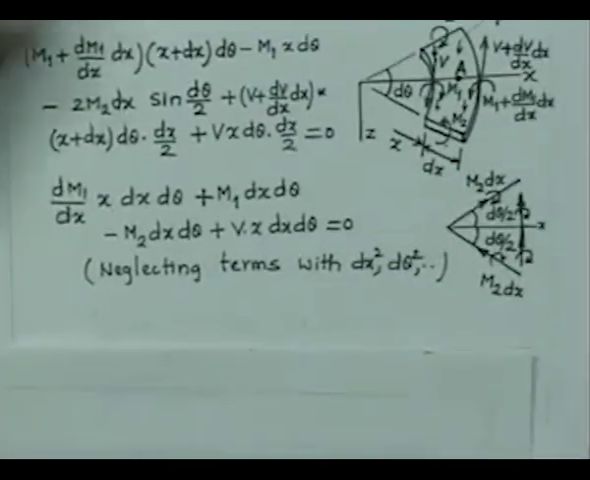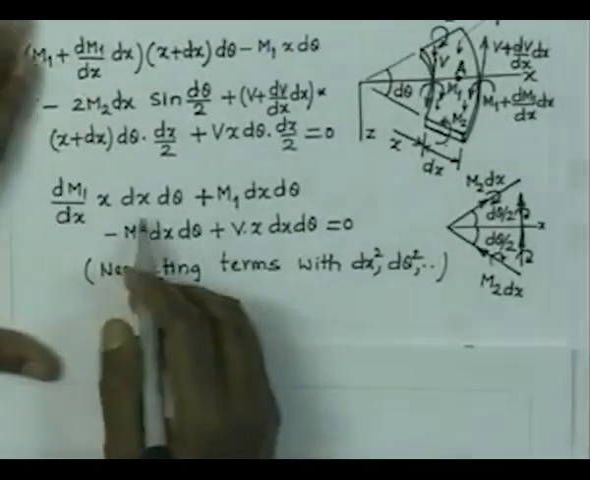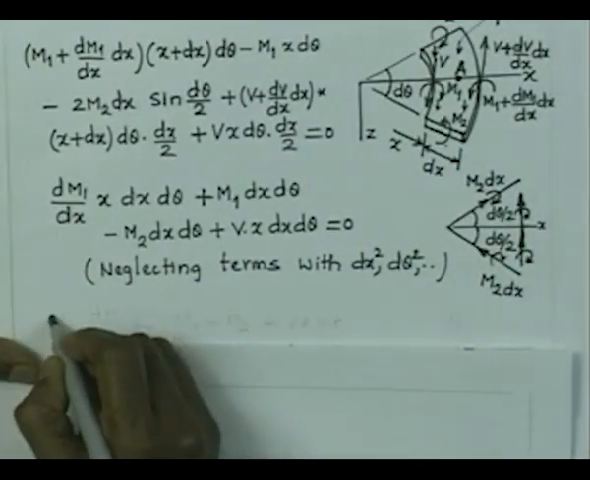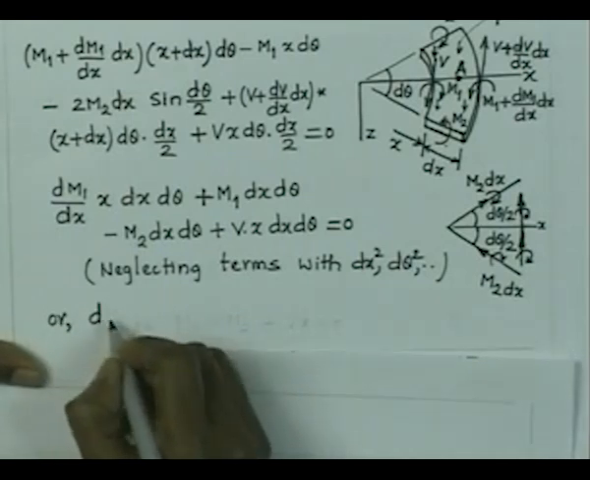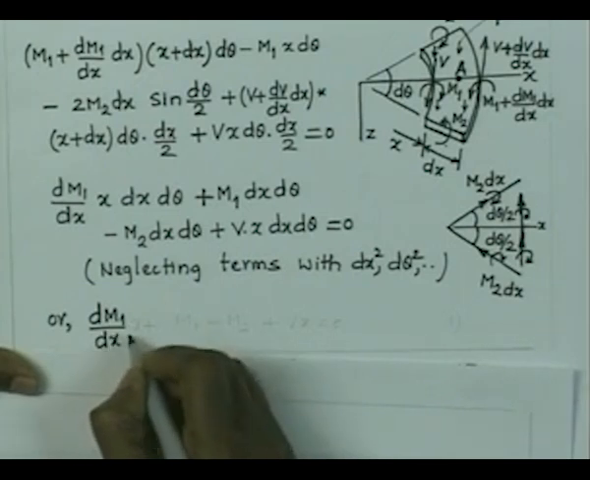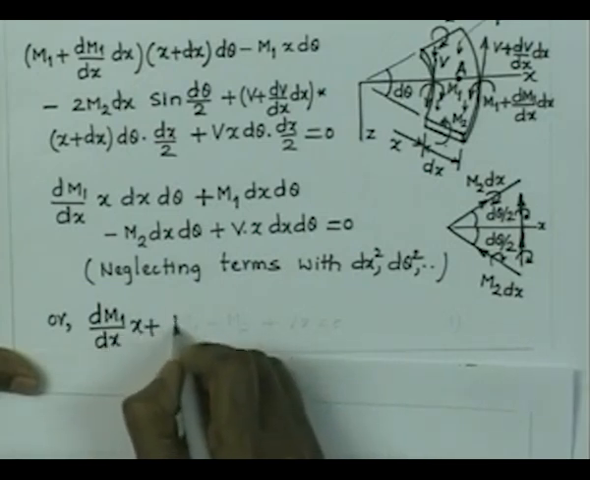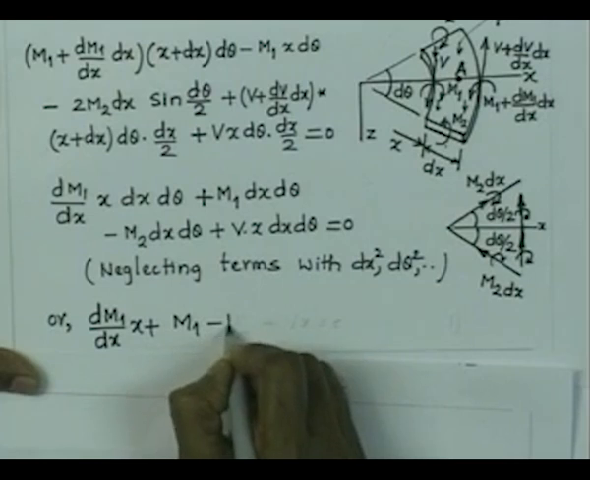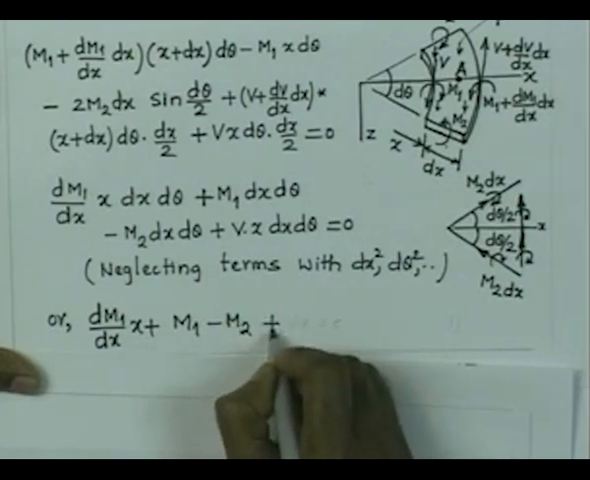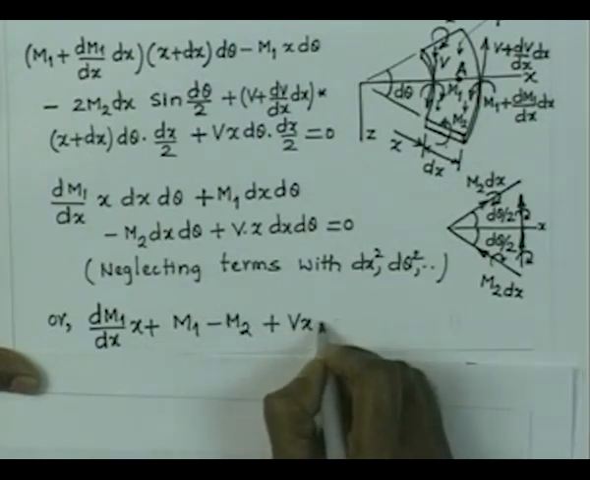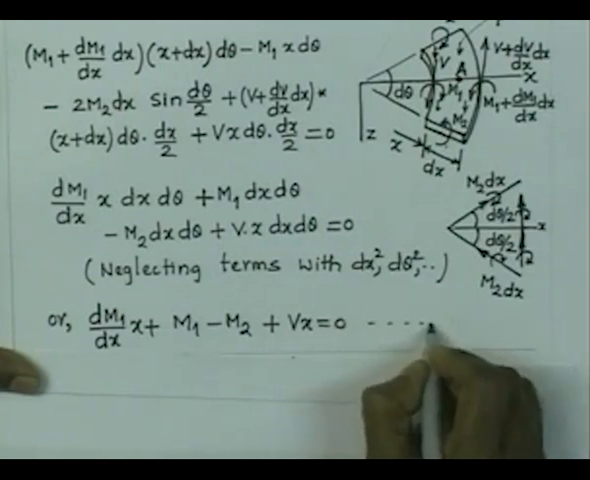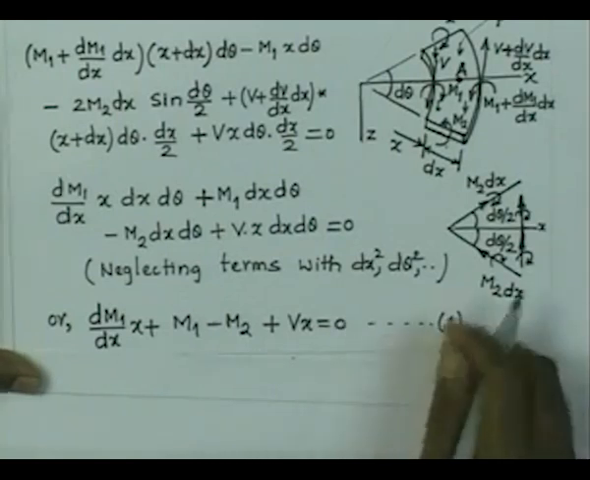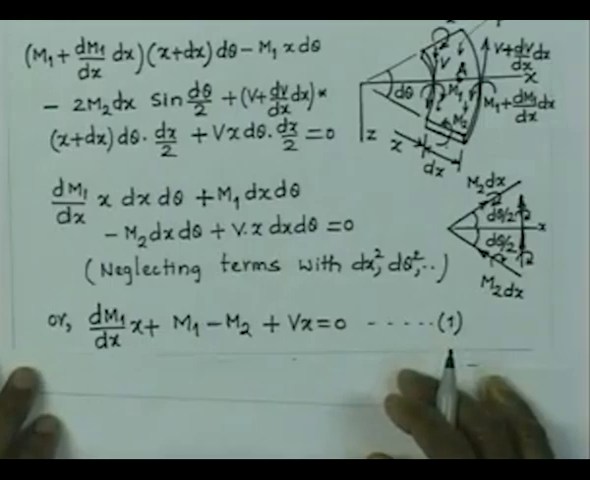So, finally, if we do the cancellation of dx d theta, which is common, then we have x dm1/dx plus m1 minus m2 plus Vx is equal to 0. So, this is the equation which relates the moment to the shear forces in the case of a plate.